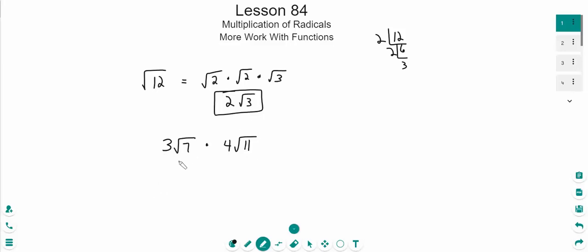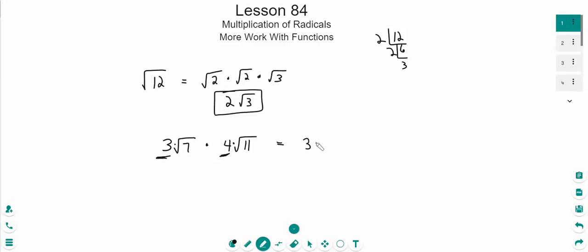Well, if you think about it, this is all multiplication. We have 3 times the square root of 7 times 4 times the square root of 11. And with multiplication, there really isn't any order of operations. We can mix and match these as much as we want. We can multiply them in any order. So I'm just going to rearrange these so that it just makes this a little bit more clear. I'm going to put kind of these lead coefficients, I'll call them, first.